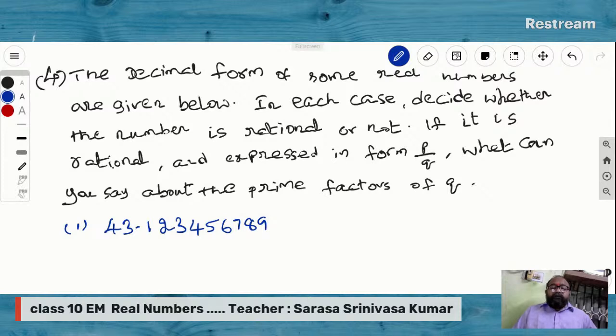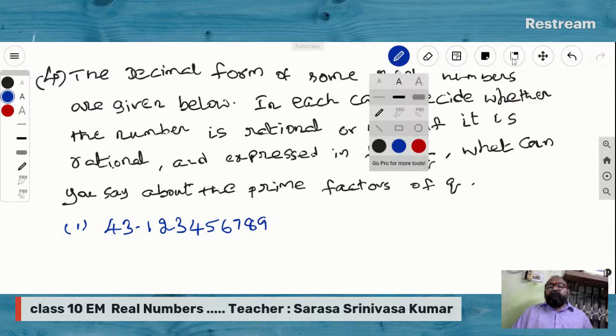How can we say that it is a rational number, or if it is an irrational number, how can we say that it is an irrational number? We must give the reason also. If it is rational and can be expressed in p by q form, then what can you say about the prime factors of q? Now we answer this question.